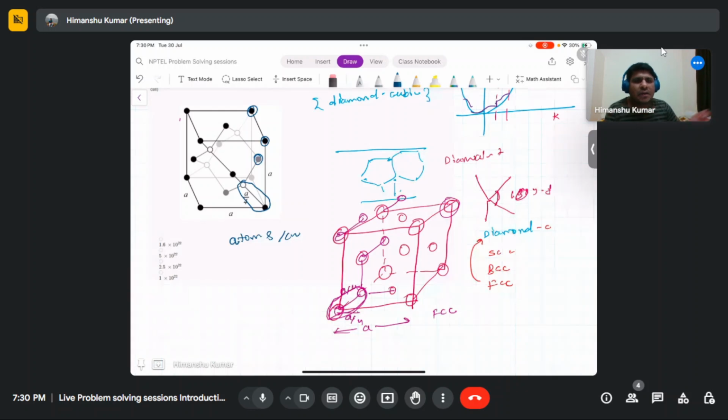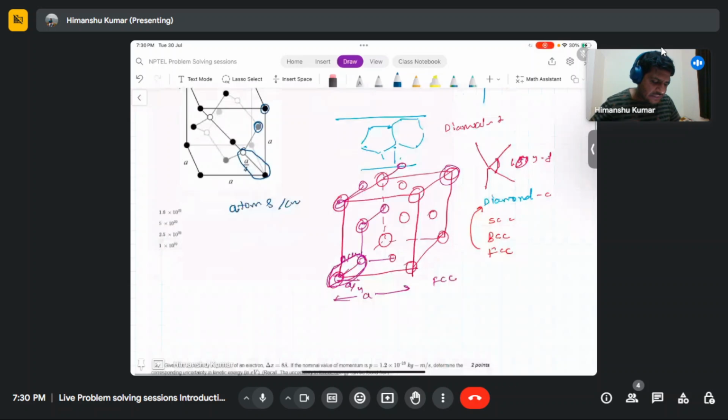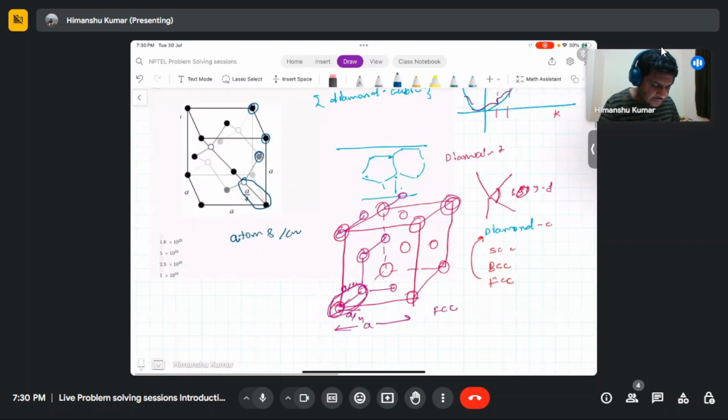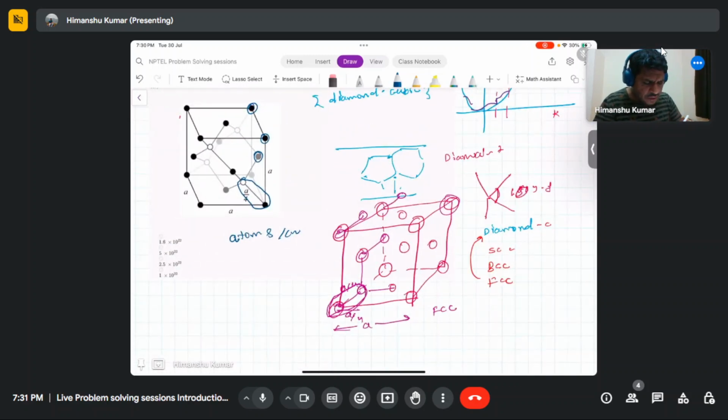And since the crystal is just a repetition of this, the density will be the same. It can be assumed as a uniform density. So let's count the atoms. In this cubic or FCC structure, there are 8 corner atoms.